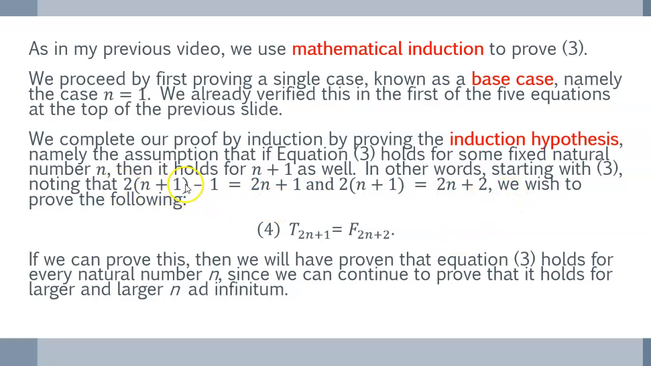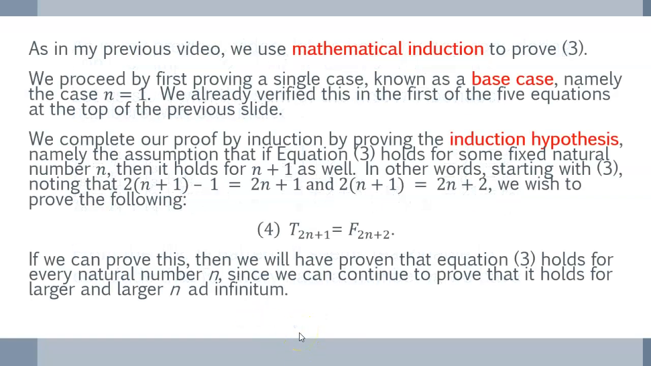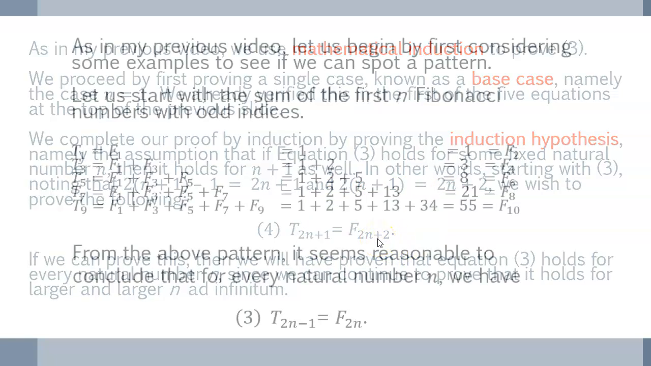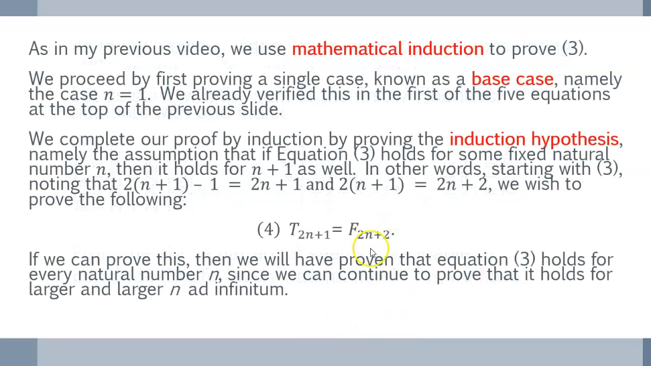the working with the indices here is a little tricky because we have to substitute n plus 1 for n. So we're substituting 2 times the quantity n plus 1 minus 1, which is 2n plus 1, for what we had before, which was 2n minus 1. That's in formula 3. So the 2n minus 1 becomes 2n plus 1 here. Similarly, 2 times n plus 1 is 2n plus 2. So that becomes the new Fibonacci number index. Notice it was F2n down here. Now it's F2n plus 2.